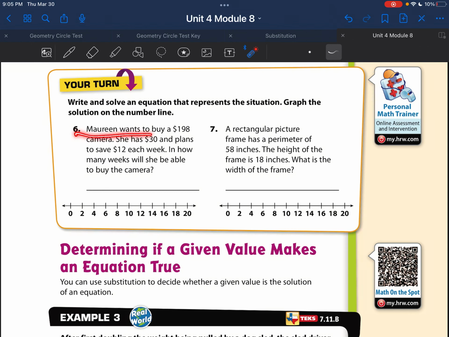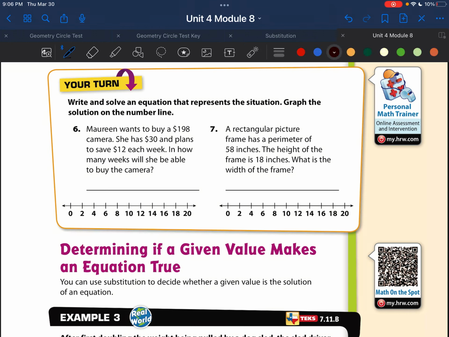All right, so Maureen wants to buy a camera. It is $198. She has $30 and plans to save $12 each week. In how many weeks will she be able to buy the camera? So this is where I think it was 7.2, where we learned that we have our numbers and we have to make an equation. That's where this is going to come in handy to be able to solve for our equation.